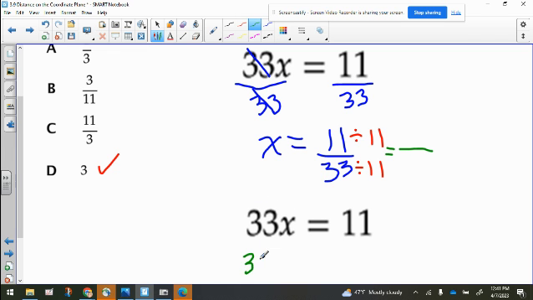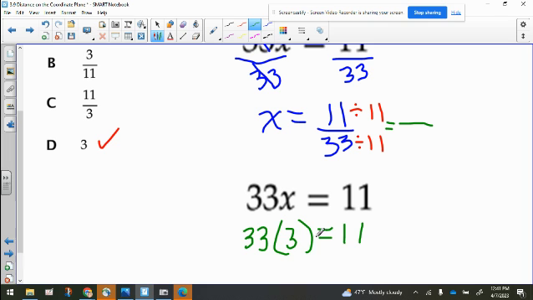If you go back to the original equation and you substitute in what you think the answer is, so let's say you wrongly thought it was 3 and you substituted that in to see if it equaled 11, it's my hope that you see that this times this does not equal 11. In fact, it equals 99. And since 99 does not equal 11, you would say that that is not a solution. And you would say, no, don't pick that.